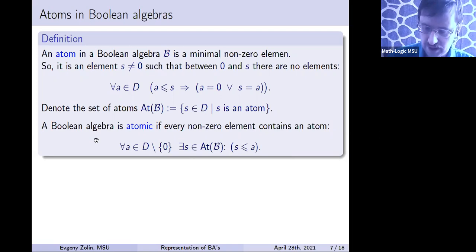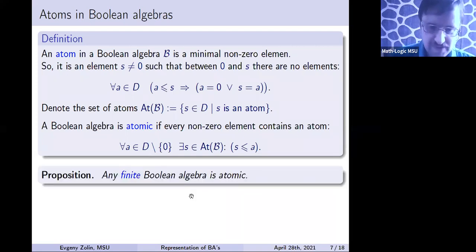For example, a Boolean algebra with just two elements, 0 and 1, is of course atomic. Its atom is simply 1. The Boolean algebra of all subsets of {X, Y, Z} has 3 atoms: singleton X, singleton Y, singleton Z. And moreover, every finite Boolean algebra is atomic. So if we have finitely many elements and they satisfy the Boolean axioms, why is it atomic?